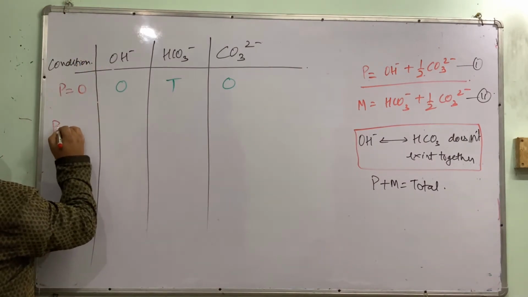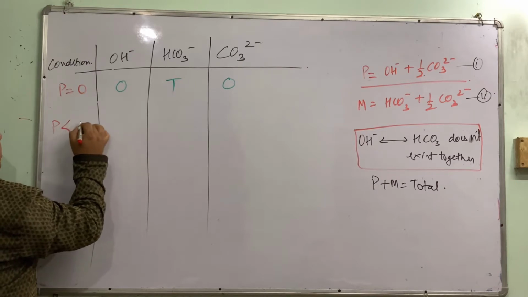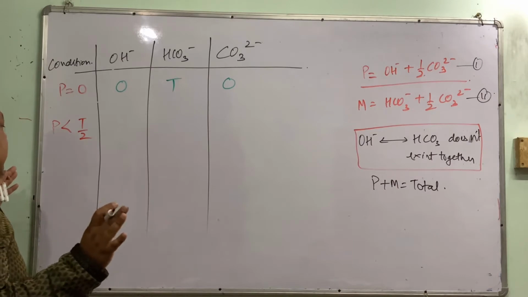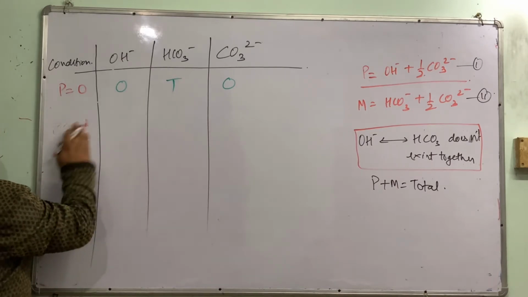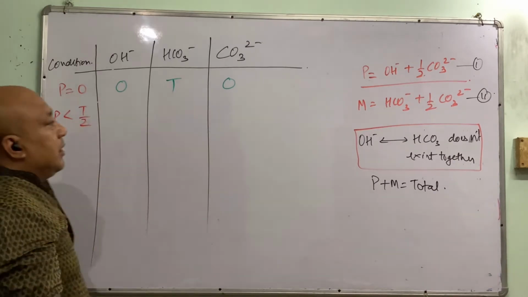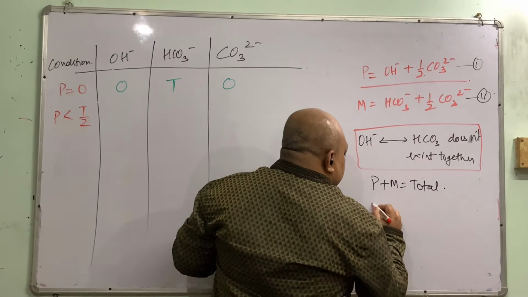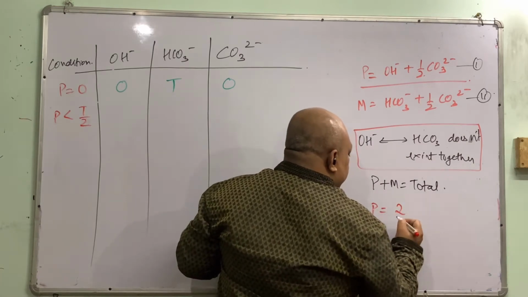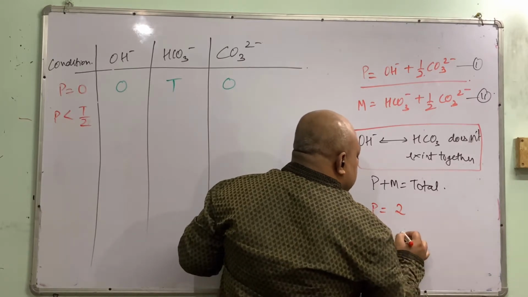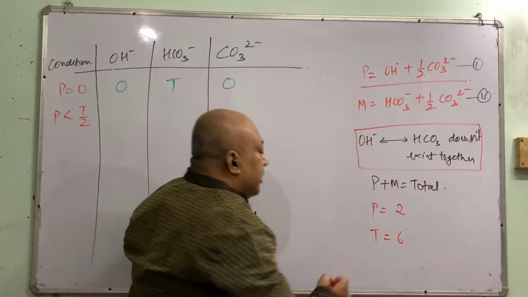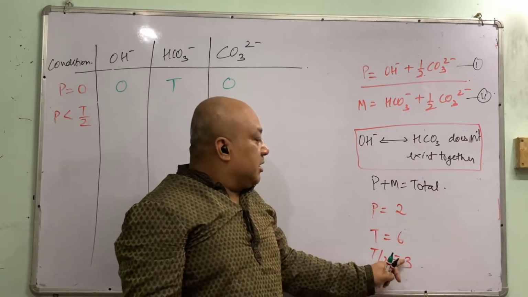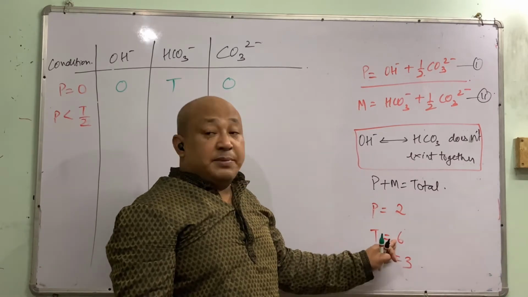So say P is not 0, but it is less than T by 2. Let's say, for example, P is equal to 2. So T by 2, less than 2 by 2, means total may be around 6. So T by 2 is equal to 3. That means P is less than T by 2. So total will be 6.